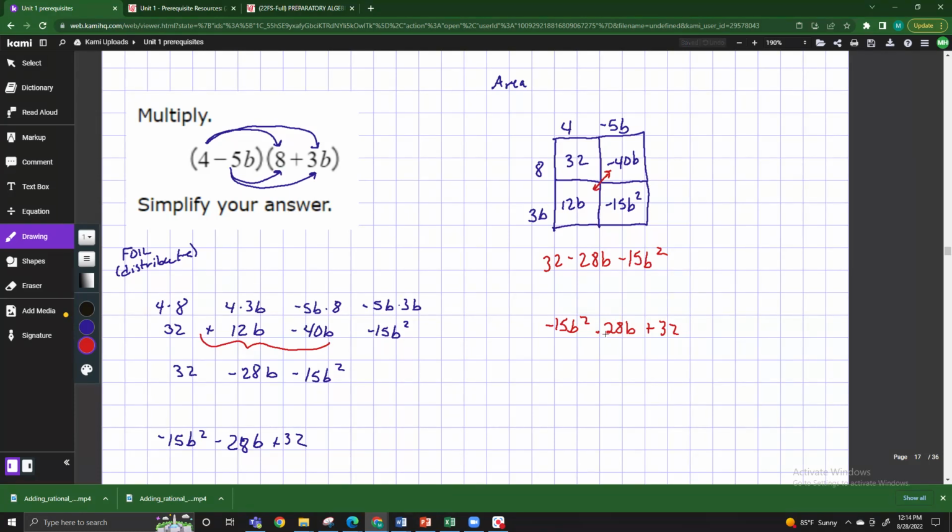Just make sure you're watching your signs. Negatives are out to get me, so I like to be very careful with them. If necessary, highlight your negatives and it will make it a little bit easier.